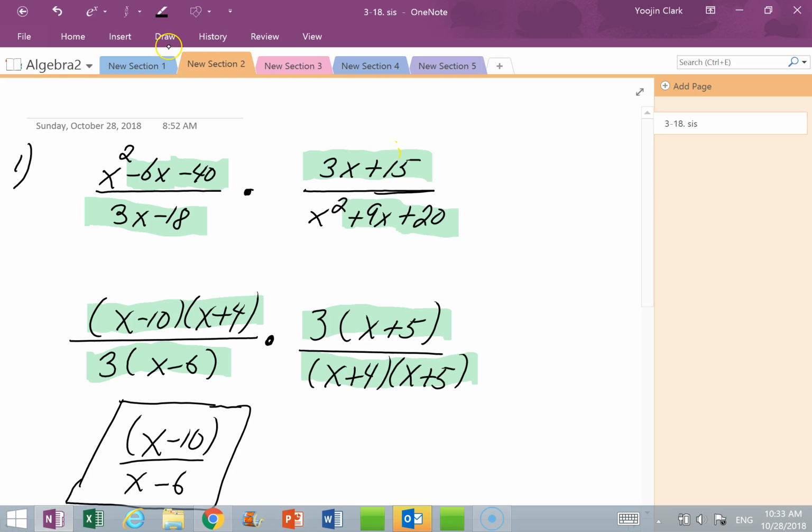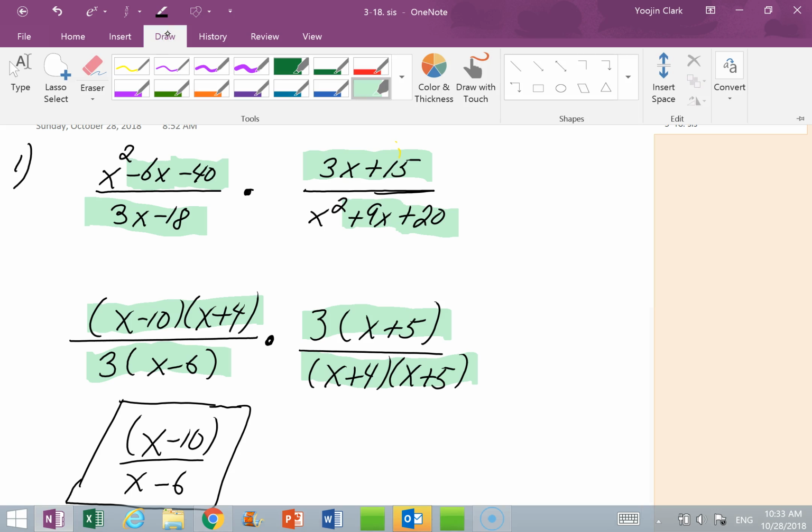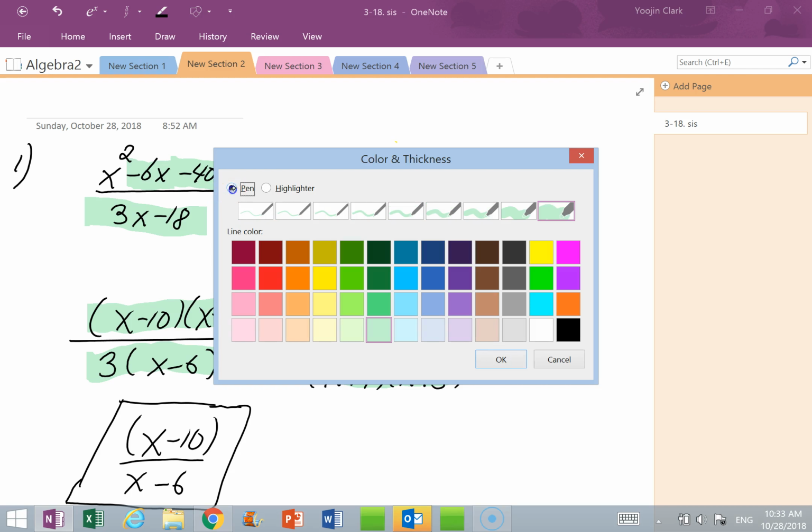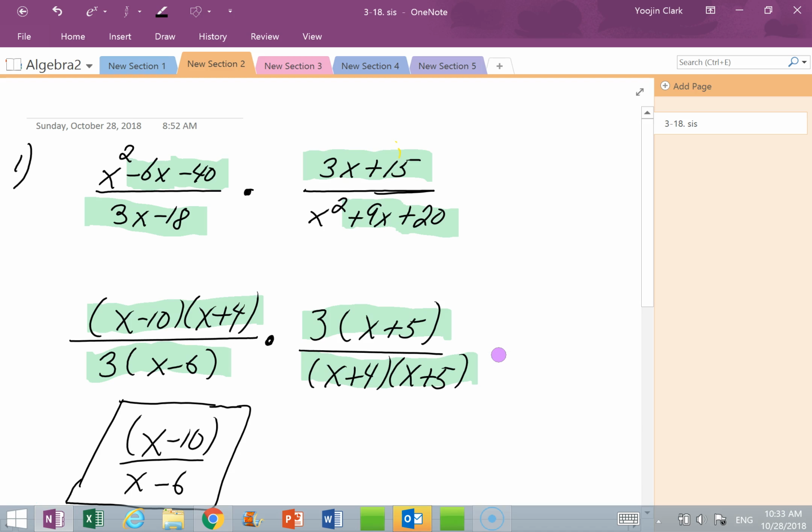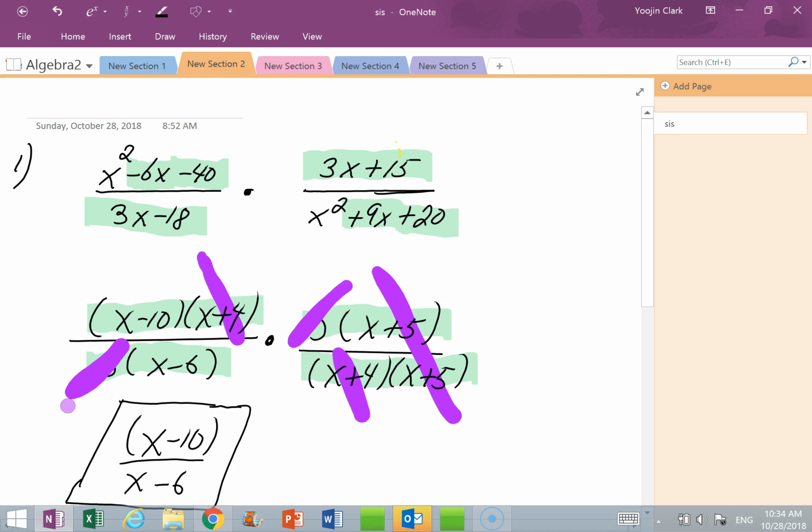So now what I want to do is cancel. What cancels here? Well, the x plus 5 cancels. And then what else do I have here? I have an x plus 4 that cancels. Those guys are gone, right? And then the 3 is gone. I canceled those, and so what's left? I have the x minus 6, x minus 10 over x minus 6.